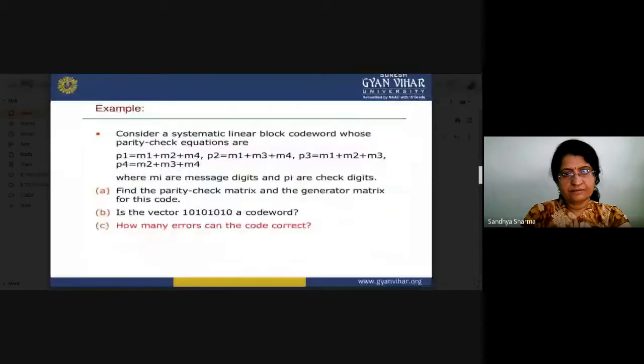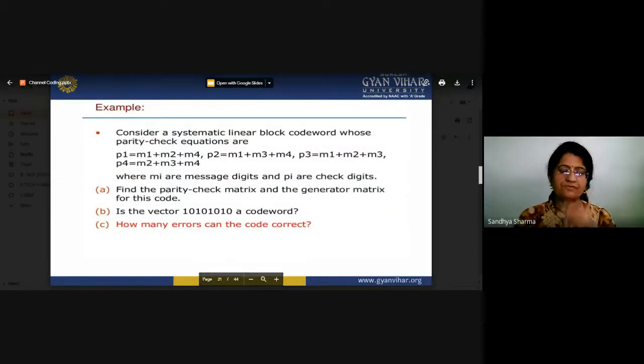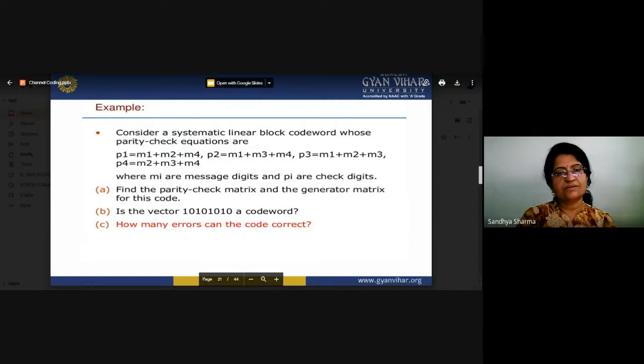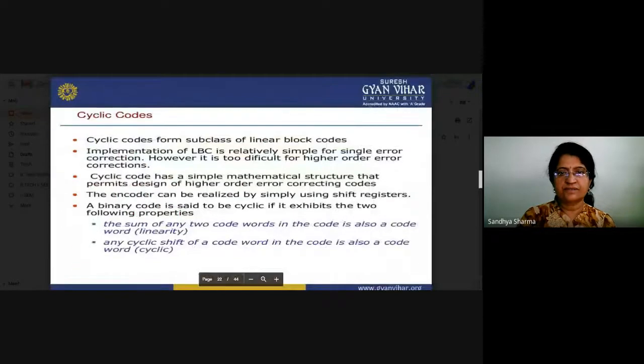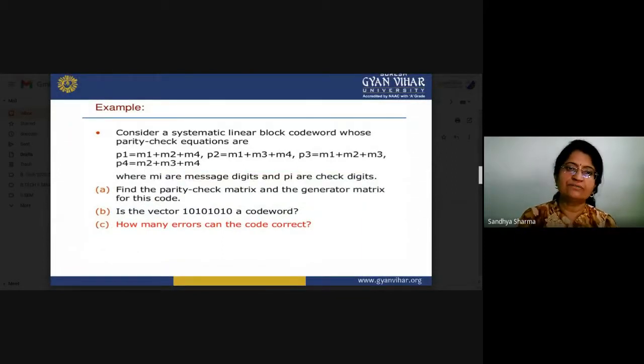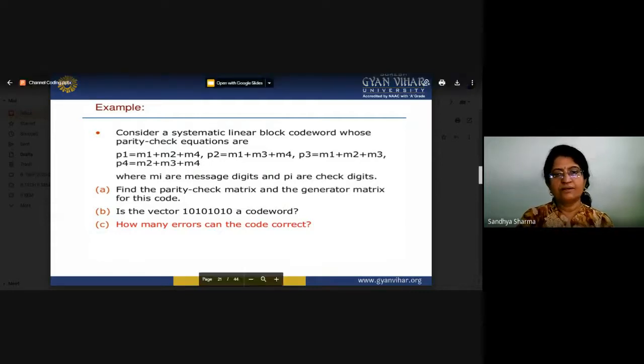Now in the next example, the parity bits are given in terms of M1, M2, M3, M4, which are the message bits. If you are given different combinations, how can you generate your generator matrix, and how can you find the parity check matrix? According to that, you will decide whether a vector is a code word. First of all, you can see M1, M2, and M4. According to that, we can calculate our generator matrix first of all, and after that we will calculate our code word and the error vector.